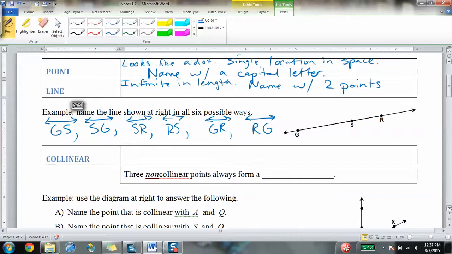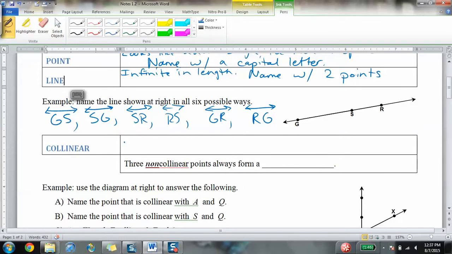So, what does the word collinear mean? 2 or more points are collinear if they are on the same line. So these 3 points up here, G, S, and R, would be considered collinear points because they are on the same line. Non-collinear would mean that they are not on the same line. So if I had 3 points like this, those would be non-collinear. Those always form a triangle.